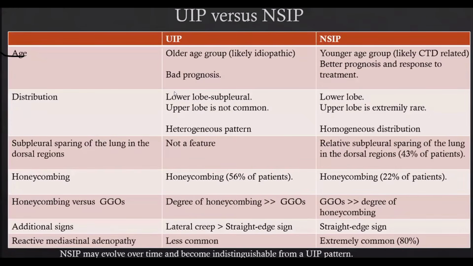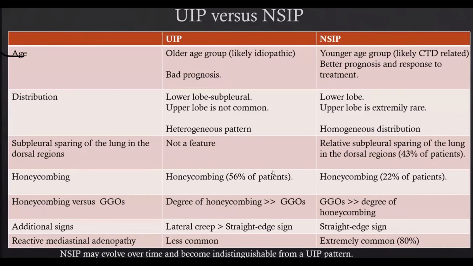How can we differentiate between UIP and NSIP? Regarding the age, UIP in older age group, likely idiopathic. NSIP, it's younger age group. Distribution lower lobar and subpleural in UIP, lower lobar in NSIP. Heterogeneous pattern, this one is homogeneous pattern. Subpleural sparing, as we discussed before, it's one specific sign of NSIP. It's present in about 43% of the patients.